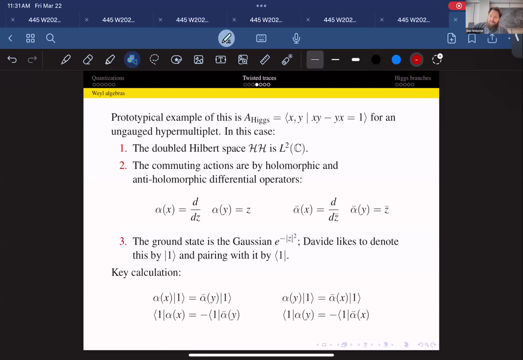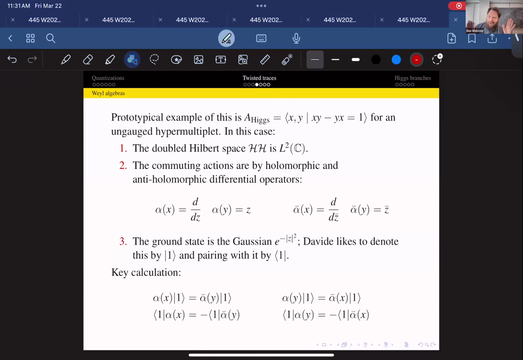So to double L2 of R, I'm going to look at L2 of C. If I have L2 of C, then I have holomorphic differential operators. I have d/dz and multiplication by z. And I also have anti-holomorphic differential operators. I have d/dz bar, and I have multiplication by z bar. And these guys around the U-bends, I want to think of as corresponding to the Gaussian in this L2 of C.